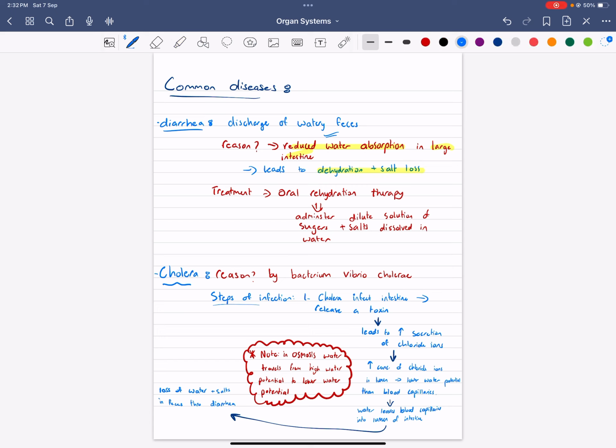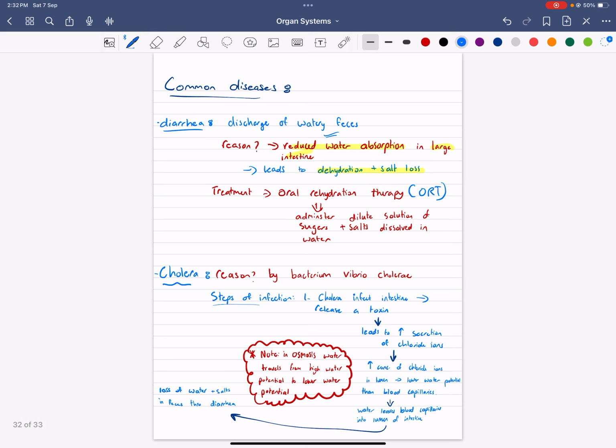So what's the treatment for it? It's very simple. Oral rehydration therapy, or we call it ORT. And it's just to administer a dilute solution of sugar and salts dissolved in water to restore all the water that we lost and all the salt and sugars that we are losing. Another common disease is cholera.